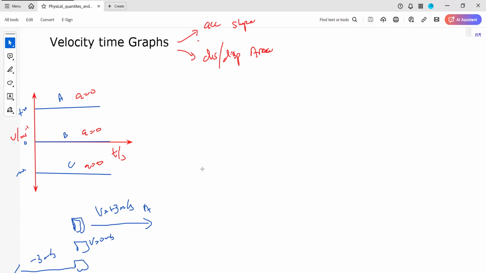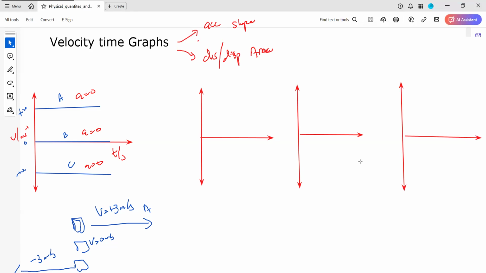We may have a velocity time graph for an object which is having a straight line. It is the same as a displacement time graph. Last week we did the displacement time graphs, where the slope represents the velocity. Here, when we have a velocity time graph, the slope represents the acceleration.